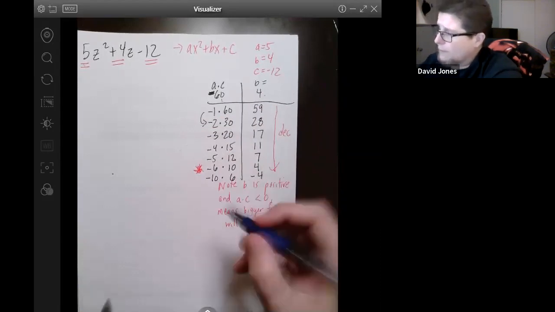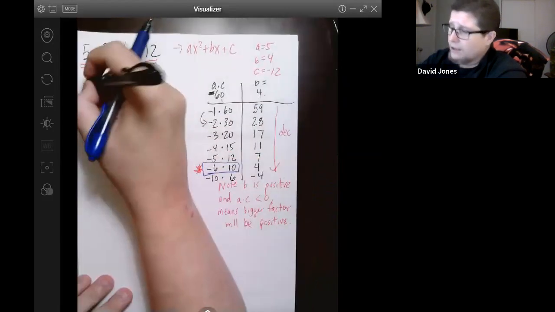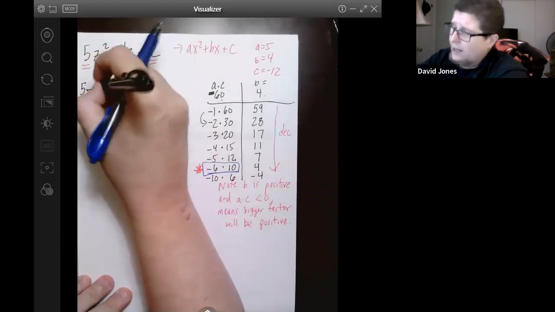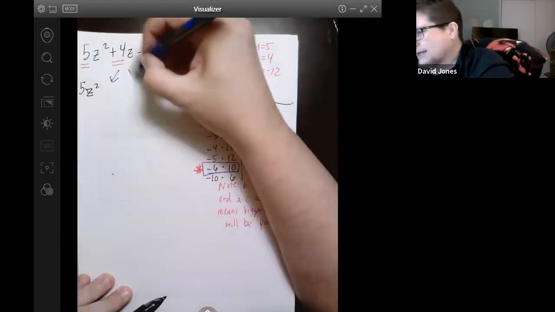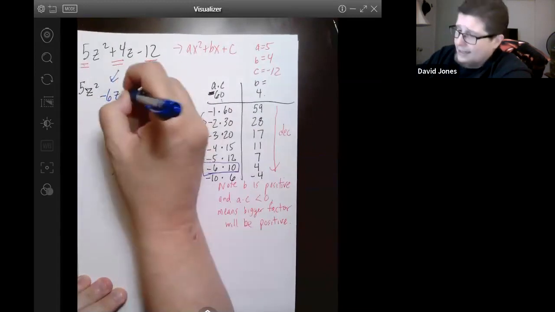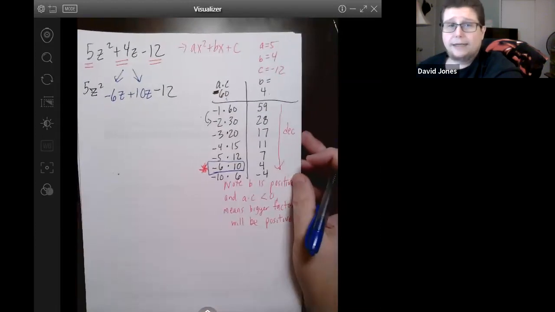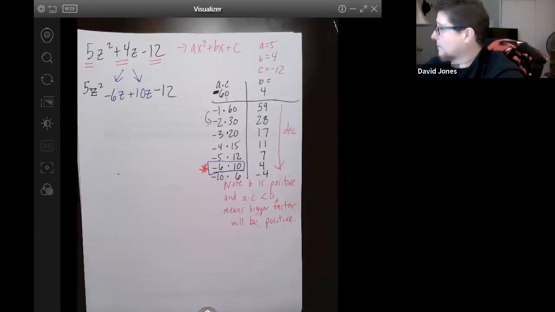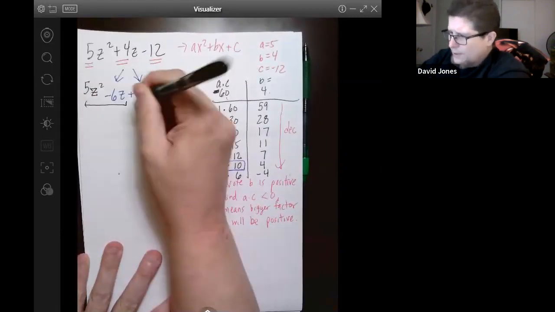So these were my numbers, -6 and 10. So what I'm going to do is I'll copy down my 5z squared, and I'll copy down my -12. I'm going to split 4z into 2 parts, a -6z and a 10z. Now we're going to break it up into groups. Let's do our little tables. I want that to be one group and that to be one group.